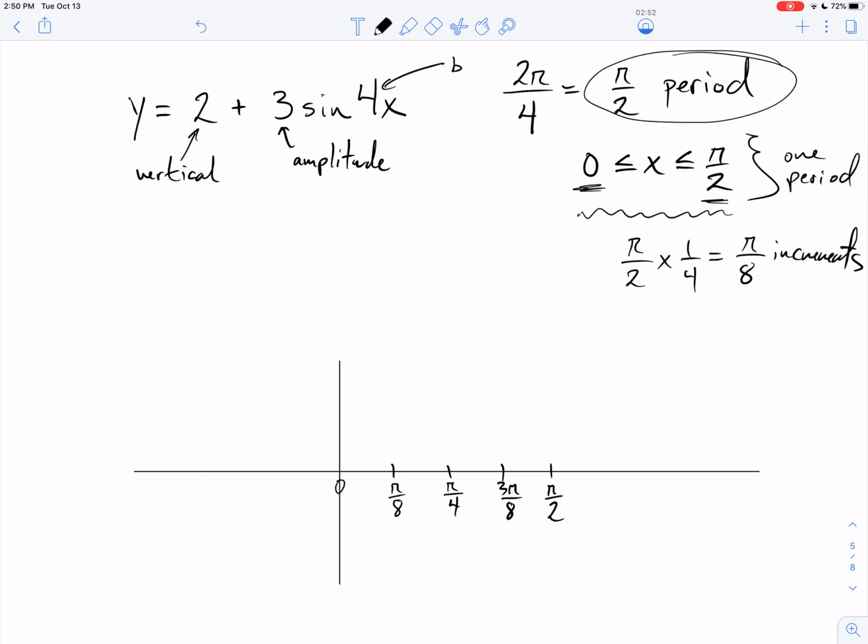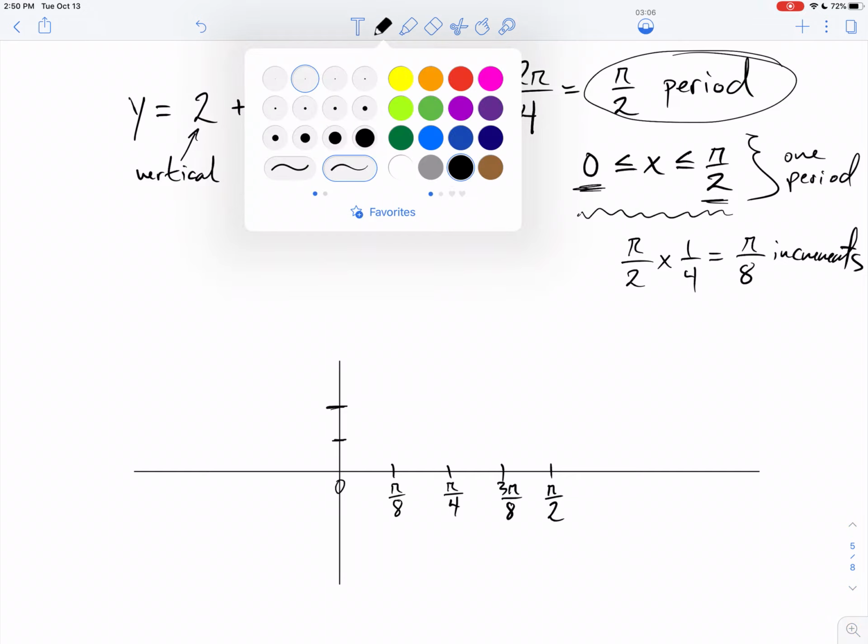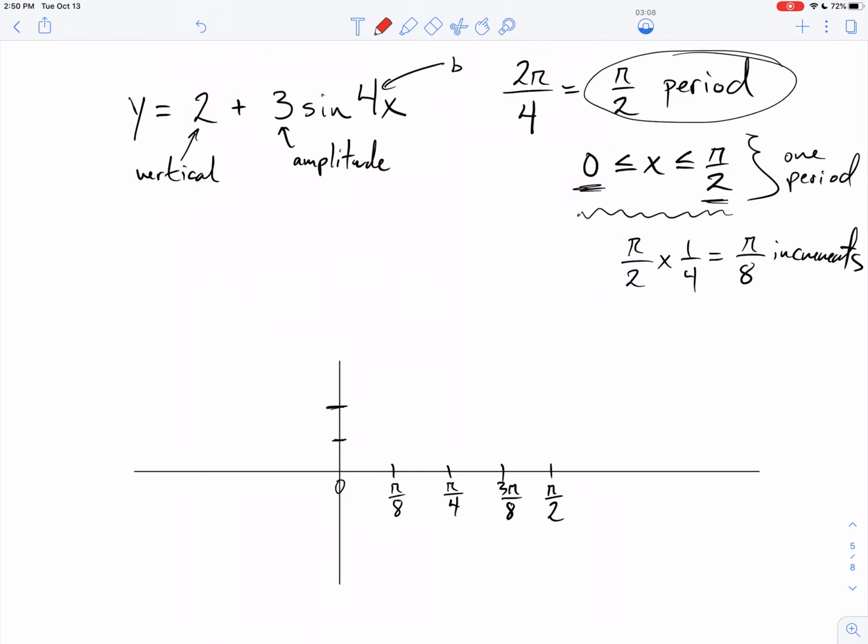But I haven't applied my vertical shift yet. So here's what I want you guys to get used to doing here. You're going to go up 1, 2 units. Now this right here, I'm just going to use a separate color so you see it. This guy right here, I'm going to draw it in. This dude, I'm going to call my center line. My center line. It's 2 units up. That is my vertical shift.